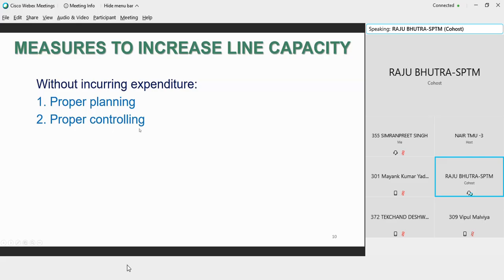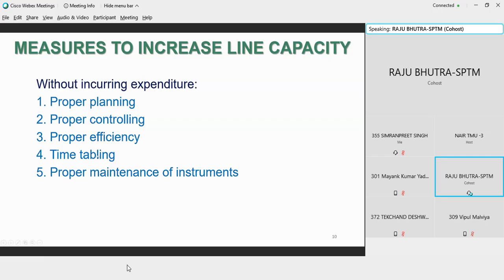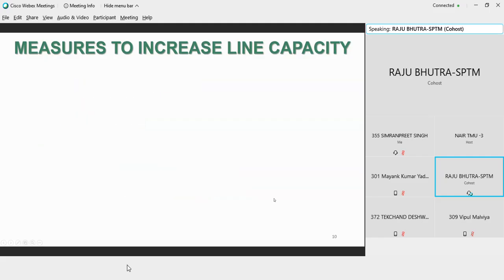So planning and proper controlling will lead to an increase in efficiency. Then proper timetabling and proper maintenance of instruments, all the block instruments and other equipment, if they are properly maintained, our efficiency will go high. To reduce the time in block operation, small t will be reduced. To reduce the crossings and precedences. So if in a single line section we are able to reduce the crossings and precedences, the detention to the trains will go down and the line capacity will increase.